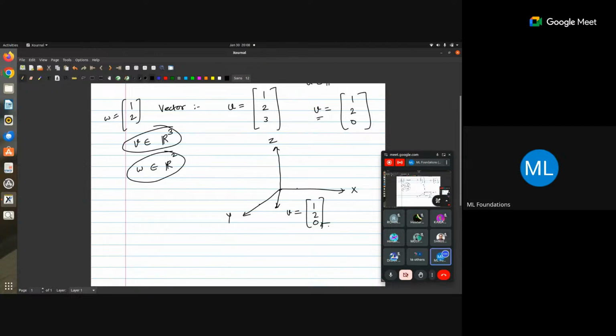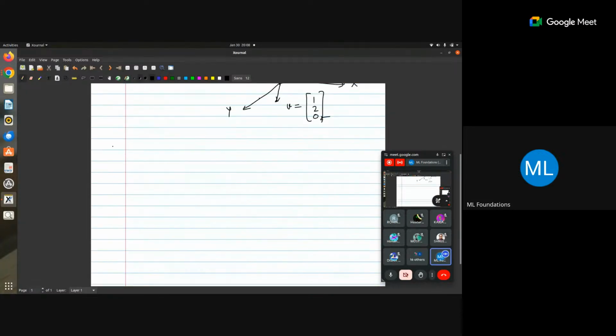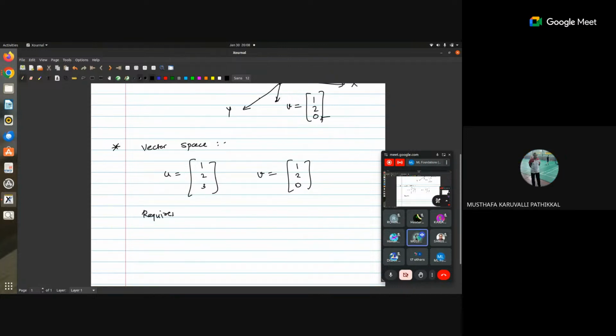Fine. There is one more thing we discuss, which is vector space. Let's say you have two vectors, u, again I'll just write 1, 2, 3 maybe, and v as, suppose, 1, 2, 0. When can we say that they will contain a space, or when we say that there is a vector space, what are the requirements to have this vector space? There are certain rules defined related to vector addition and scalar multiplication.